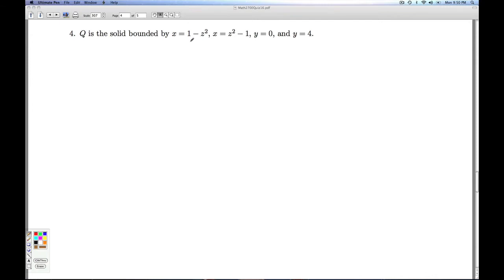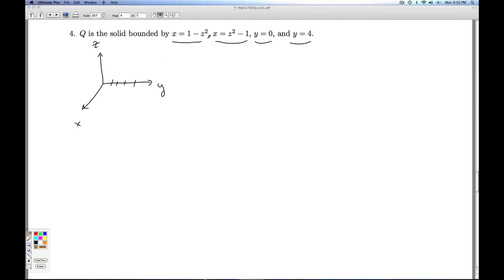All right, number 4. We're given x equals 1 minus z squared, x equals z squared minus 1, y equals 0, and y equals 4. So let's see what this looks like. Well, y equals 0 is going to be the xz plane, and y equals 4 is going to be 4 units out. So these are constant. We're just y is going to be running between these two values.